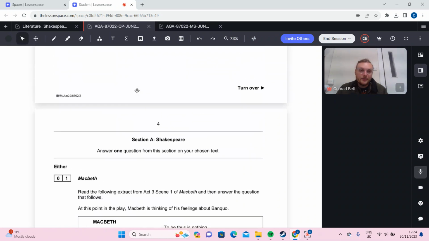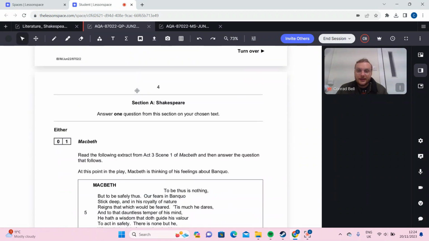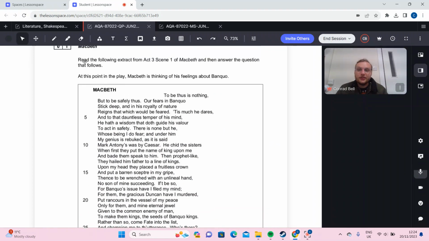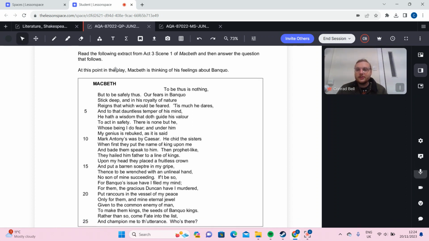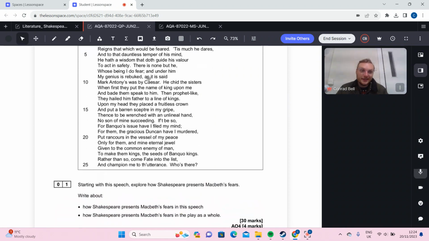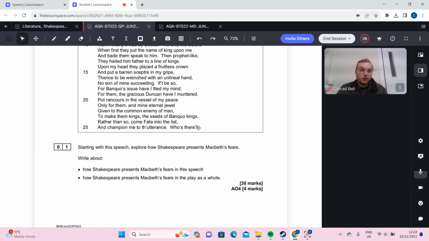So this is what the exam paper will look like. So this is a Macbeth one. So this one says, read the following extract from Act 3, Scene 1 of Macbeth, and then answer the questions that follow. So at this point in the play, Macbeth is thinking about his feelings of Banquo. So the first thing that I tell students is don't read the text first, read the question first. And what is the main thing that I want you to focus on?